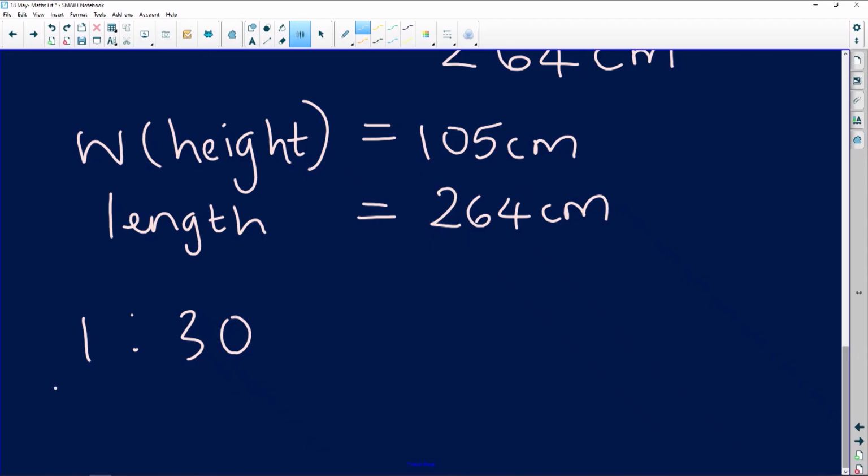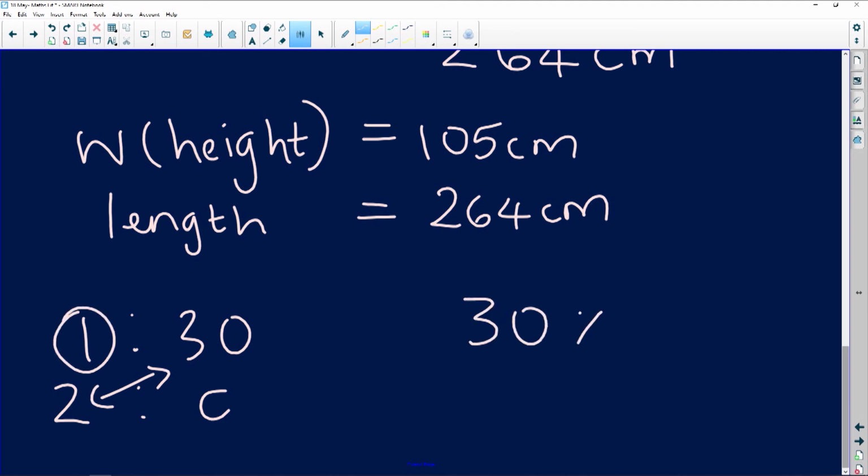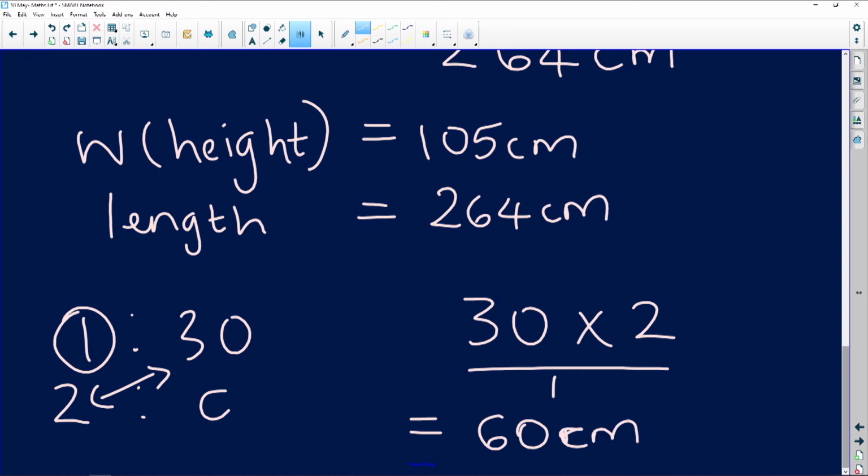Now what do I do? Ruler. I take my ruler and I measure the height on the map, and it gives me a nice 2 centimeters. I put that 2 centimeters over there, solving for C, cross multiplying, division. 30 times 2 divided by 1, which gives us 60 centimeters. So then I do know that it's going to be 60 centimeters.